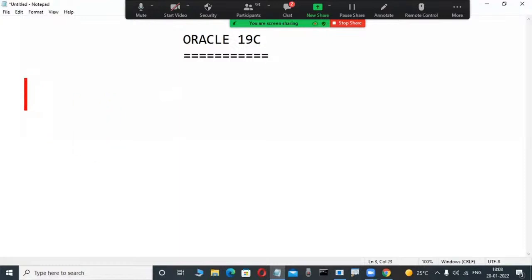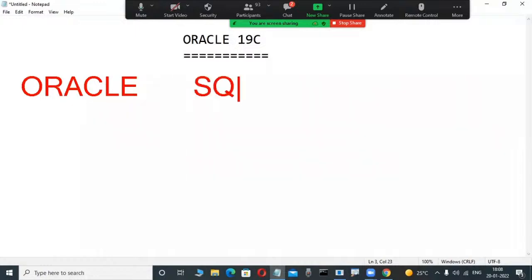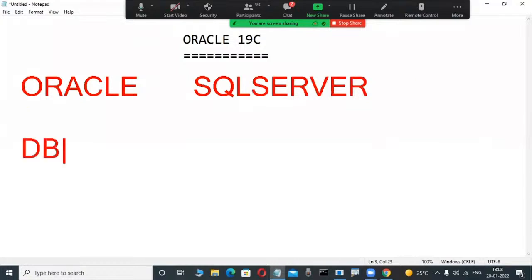Not only Oracle, so many database products are available on the software side. Suppose Oracle is a database product from Oracle Corporation. Observe it here, different companies. Again, maybe so many fellows have an idea. SQL Server is a database product from Microsoft. DB2 is a database product from IBM company.